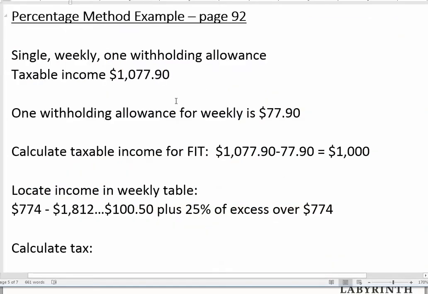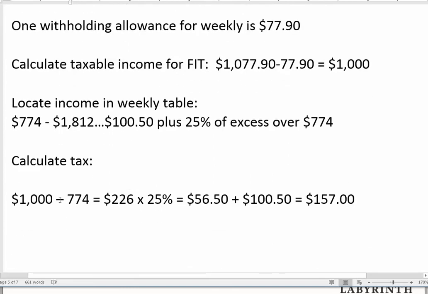Let's go back and calculate that. So we have anything over 774. I did that backwards. The taxable amount for federal income tax is 1,000. So 1,000 minus 774 is $226.